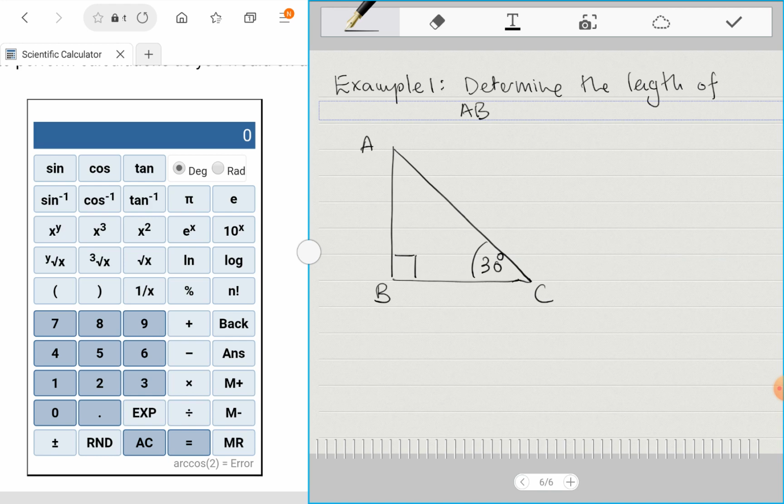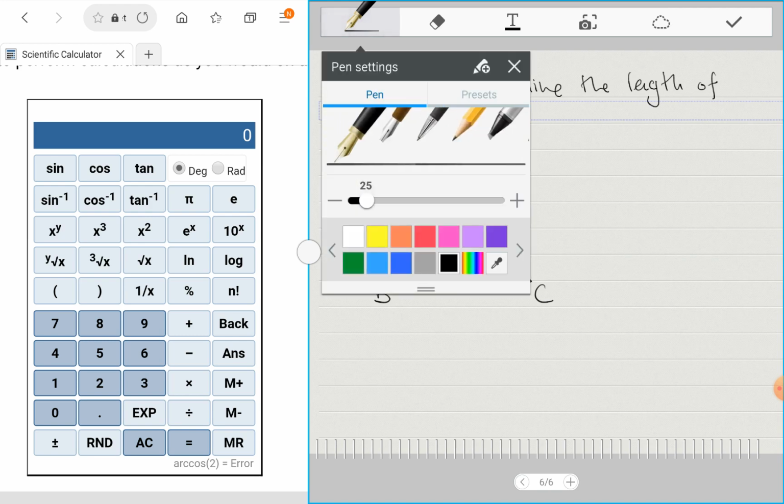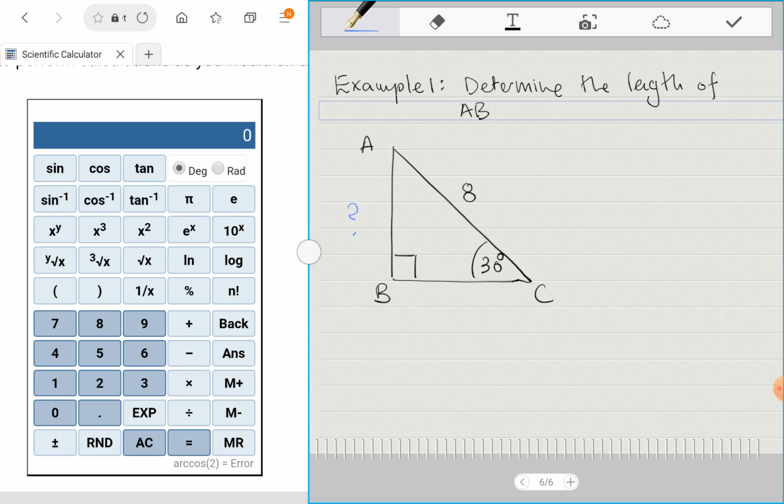And we're given a side of 8 units. Side AC is 8 units, and we want to determine the length of AB. So this is our unknown side here, AB. We want to find this length here. Okay, so how do we do that?